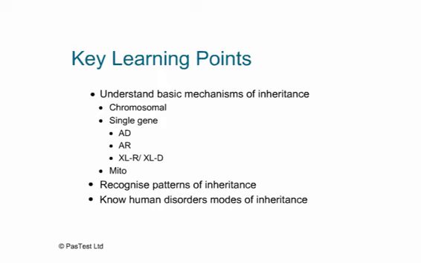It's important to recognise the patterns of inheritance as they appear in family trees, or in the exam sometimes the descriptions of family trees, and to be able to recognise the typical patterns of horizontal inheritance in recessive family trees, vertical inheritance, possibly with reduced penetrance in dominant family trees, and the typical Knight's move pattern in X-linked recessive family trees. And it's important to try and have some basic knowledge of how individual human disorders are inherited.